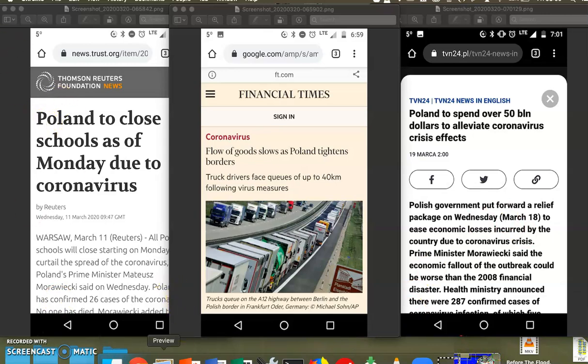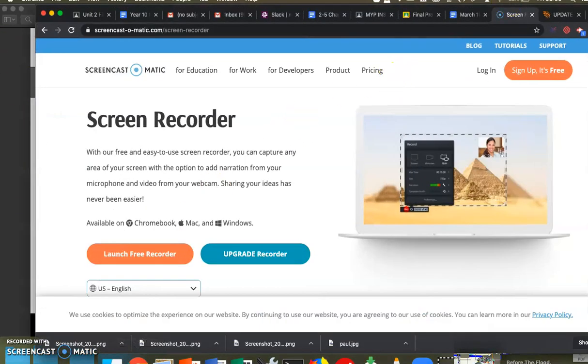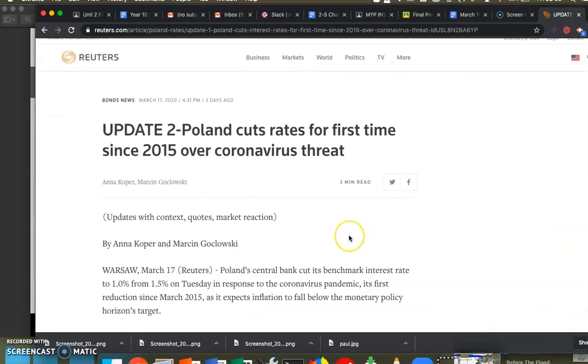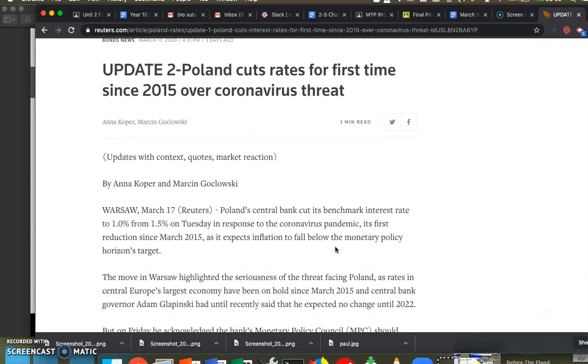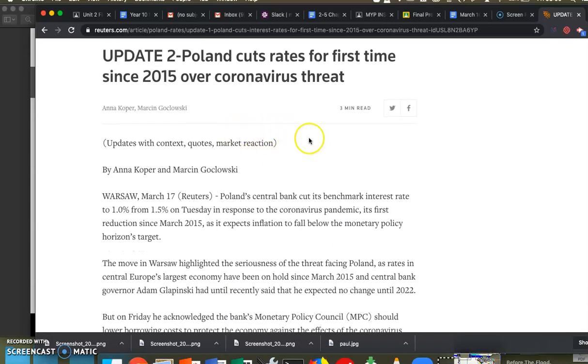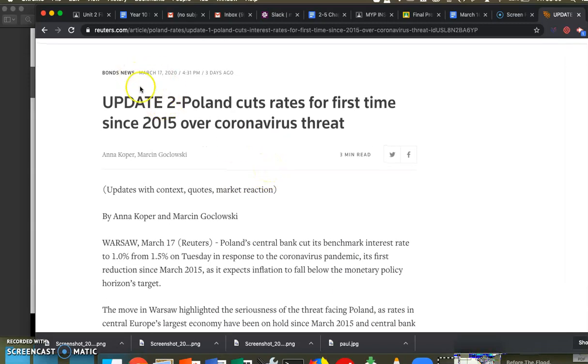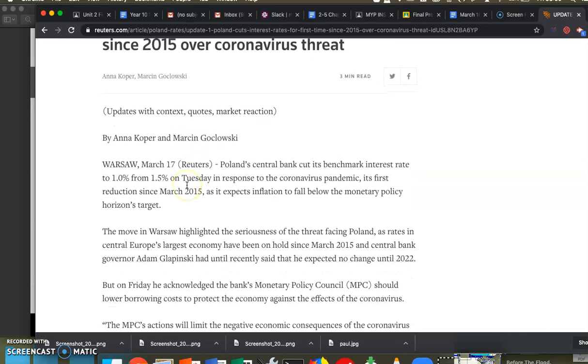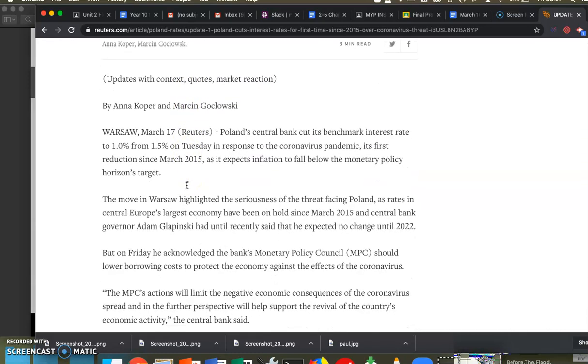The other thing that they decided to do was to cut rates. And this is the central bank, not the government necessarily. This is the central bank of the country. They're going to cut rates. And it says here, you can see, sorry, this is from March 17th. So this is over the weekend there. The central bank is cutting its rate from 1.5 to 1% in response to the pandemic.